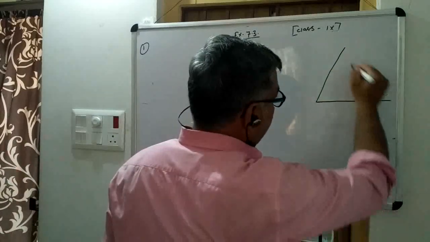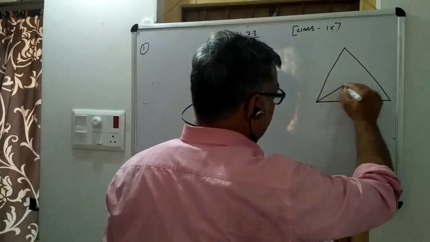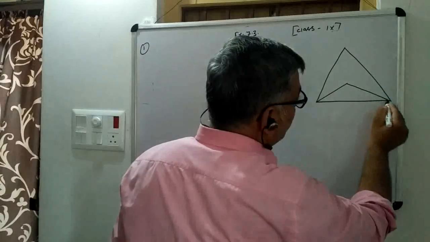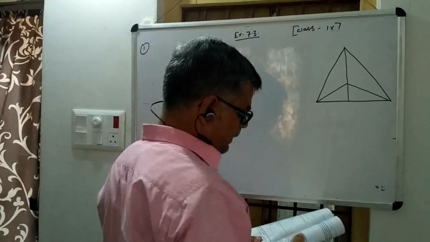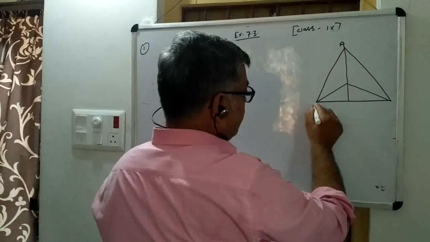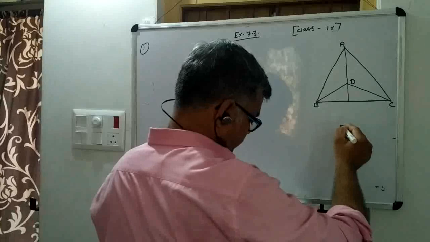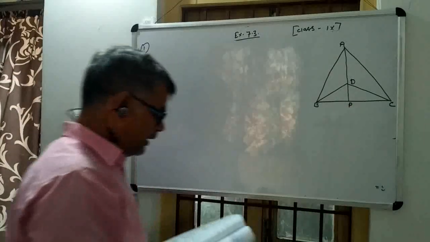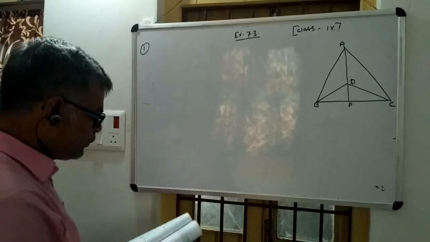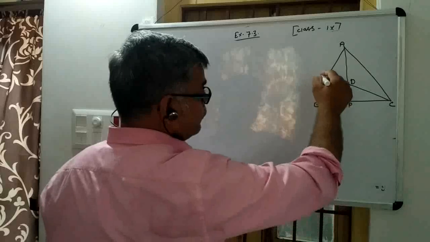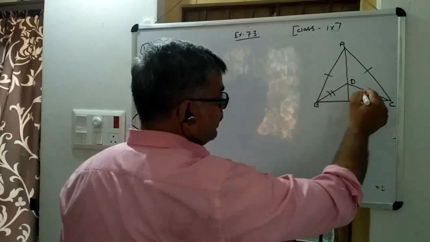Suppose this is a triangle ABC, and another triangle DBC, like this. Label them A, B, C and DBC, and this is P. Now see what the question is saying. Triangle ABC and DBC are two isosceles triangles. ABC is an isosceles triangle, so AB is equal to AC, and DBC is also an isosceles triangle, so DB equals DC.